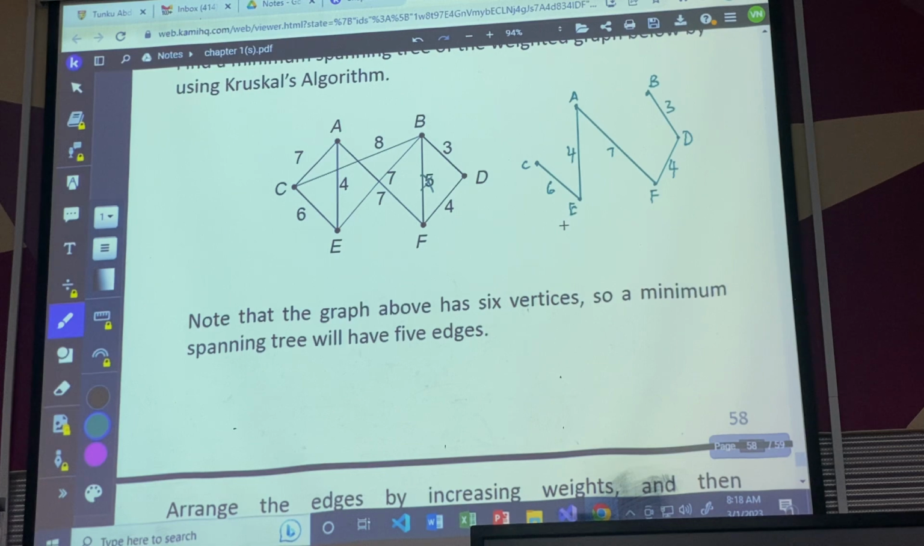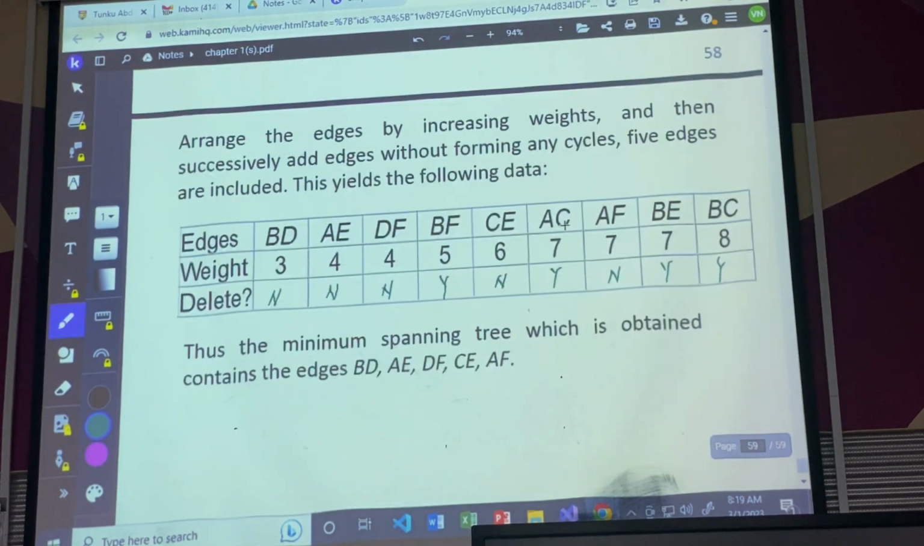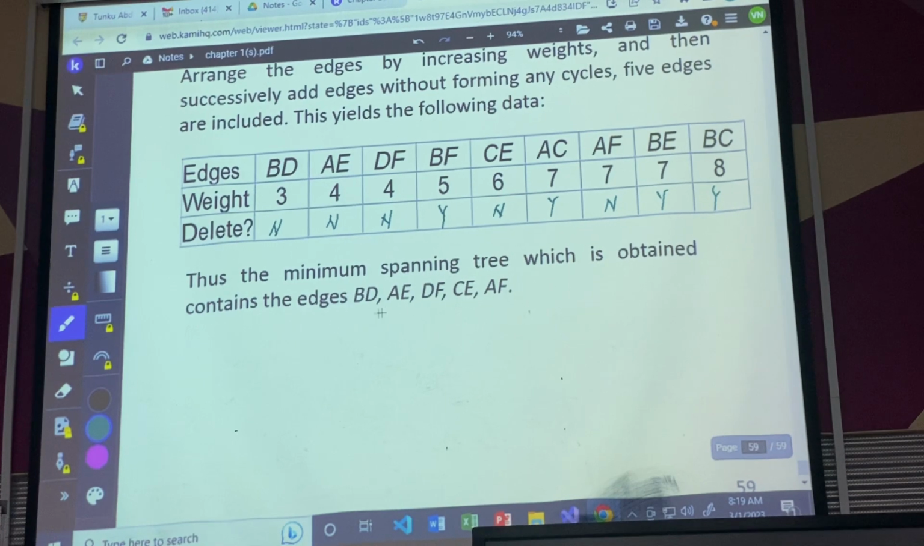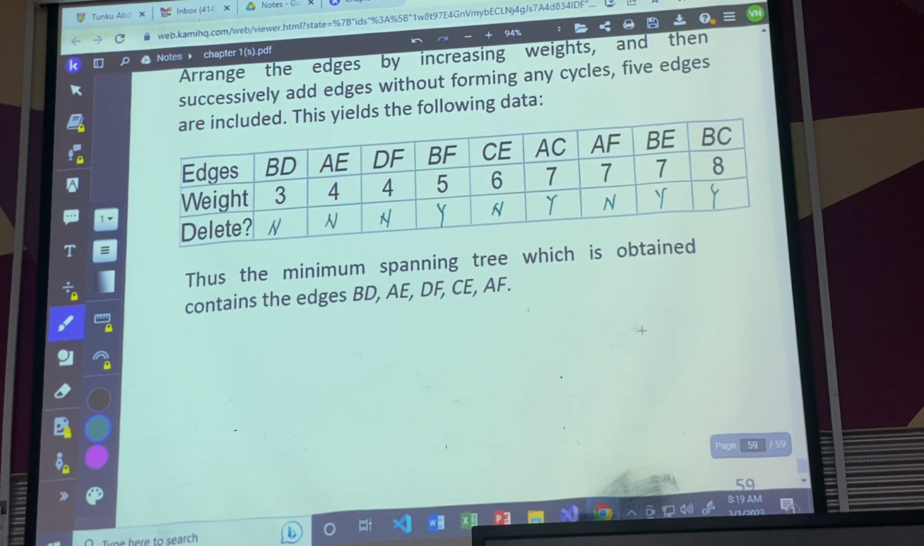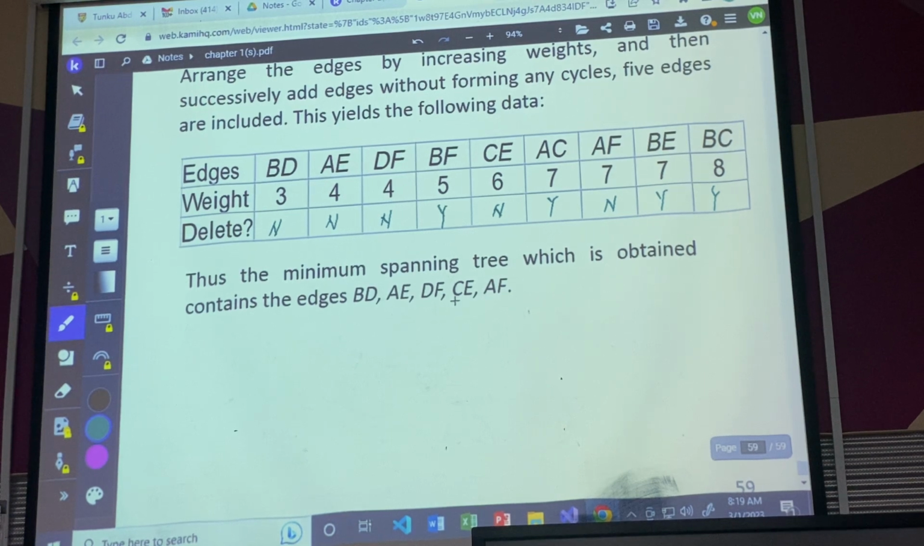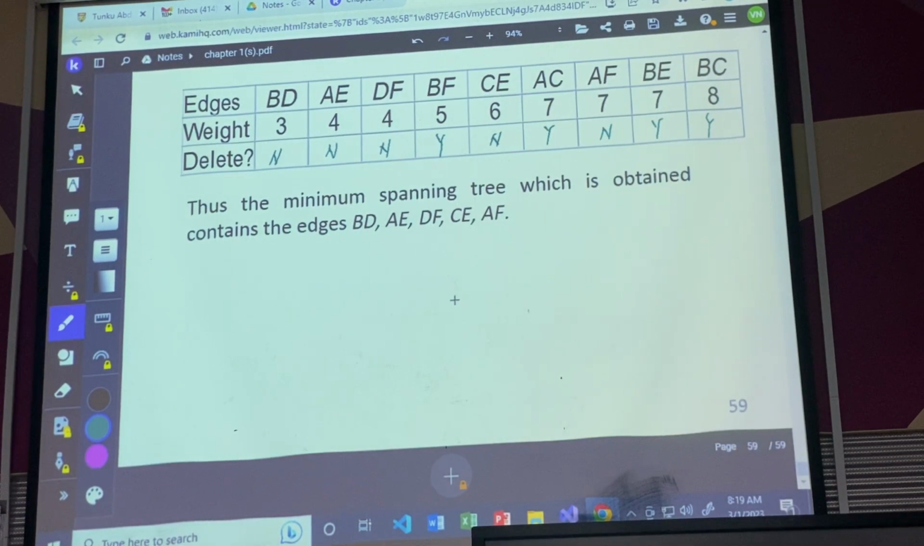Understand? Kruskal's algorithm? Easy, right? Okay. So this is the spanning tree with the edges listed out here. So if you already draw, no need to list lah. No more example already, huh?